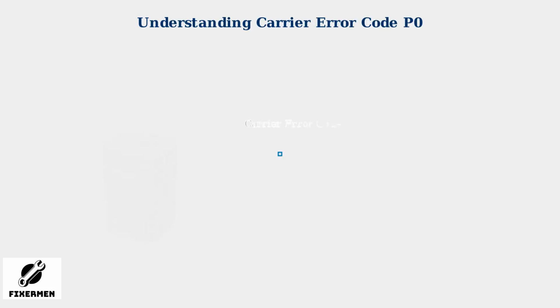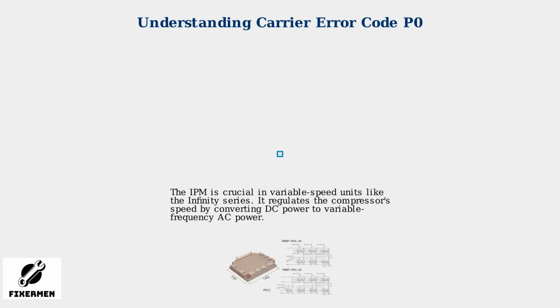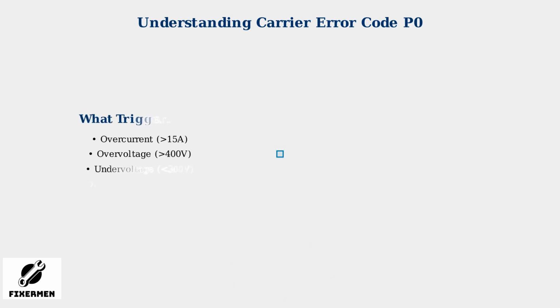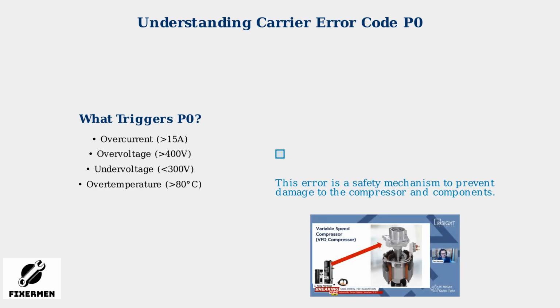Carrier error code P0 indicates a protection fault within the integrated parts module of your HVAC system, typically found in variable speed units like the Infinity series. The IPM is crucial because it regulates the compressor's speed by converting DC to variable frequency AC power. This error is a safety mechanism triggered by anomalies like overcurrent, overvoltage, undervoltage, or overtemperature within the IPM, preventing potential damage to the compressor and other components.